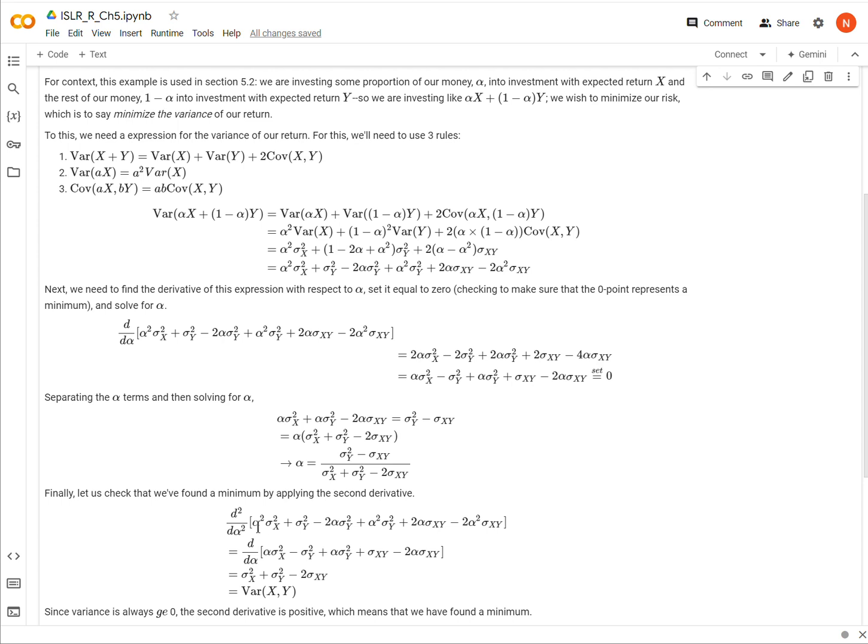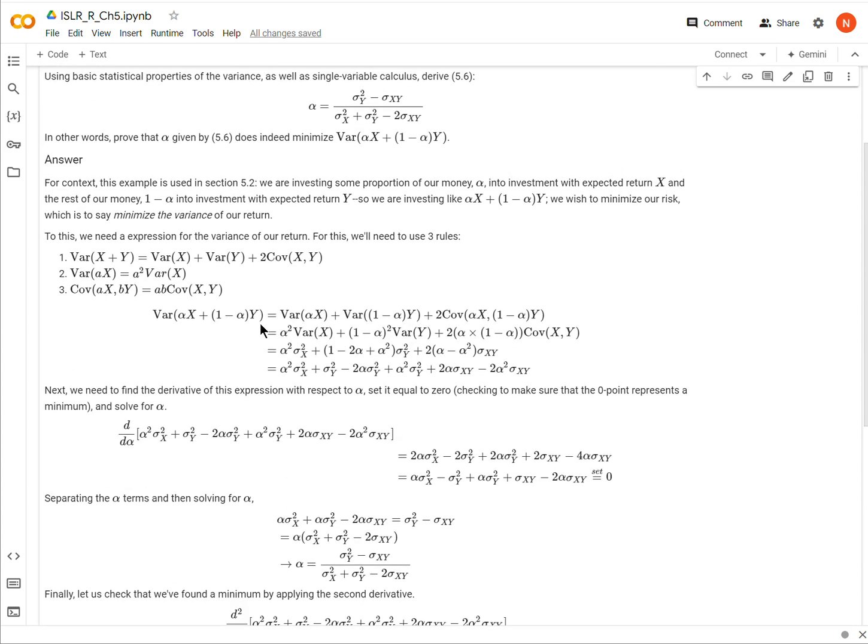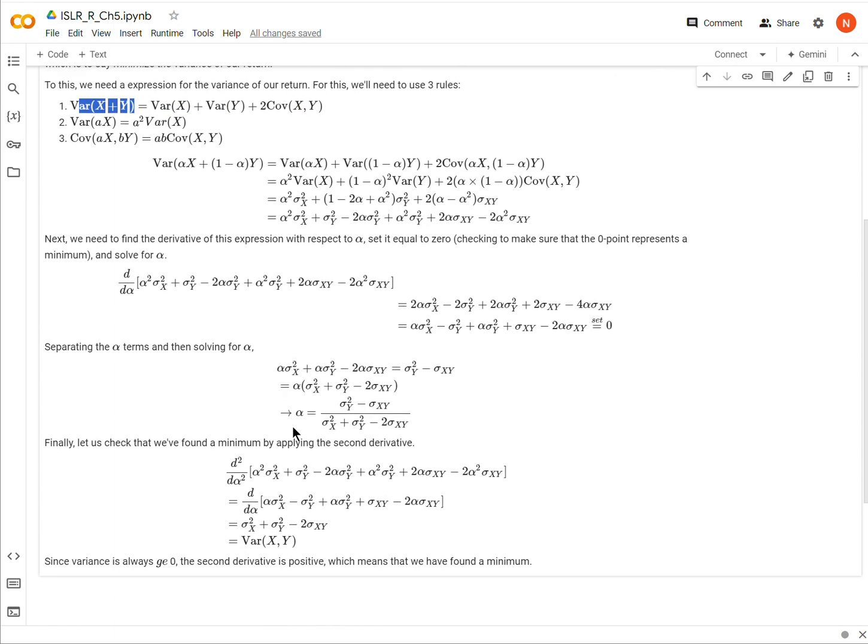And when I do that with respect to alpha, I get the variance of x. There's no alpha here, and so this term drops out. I get the variance of y. This term drops out because there's no alpha, and then 2 sigma xy, or 2 times the covariance of x and y. All right. Well, when I look at this, I immediately identify the fact that this is the variance of x and y. This is, by rule 1 up here, what variance of x and y is.